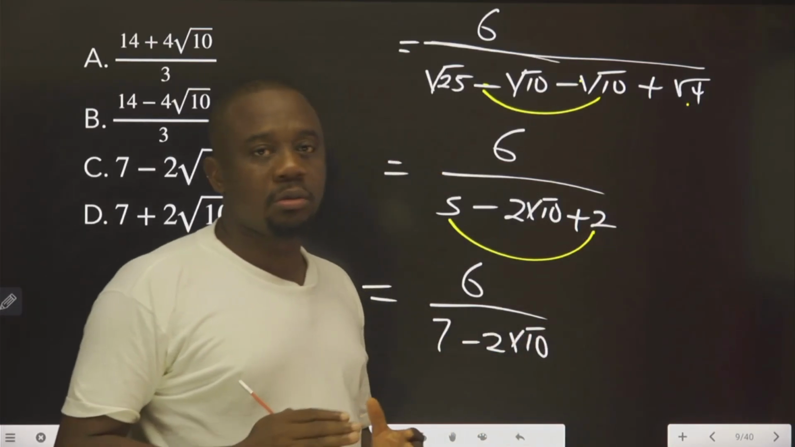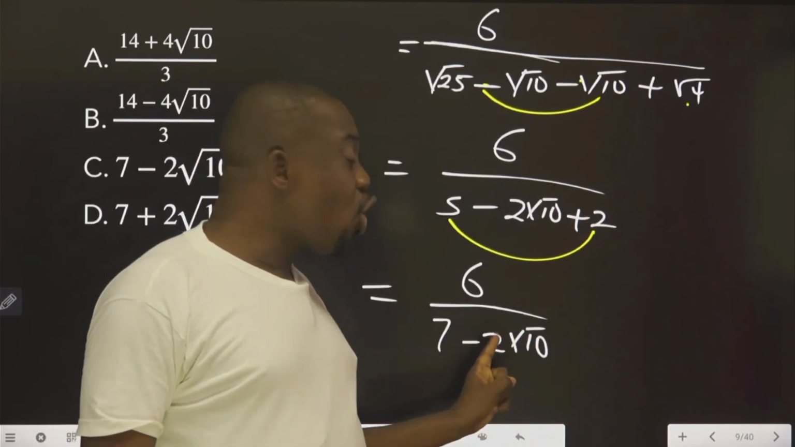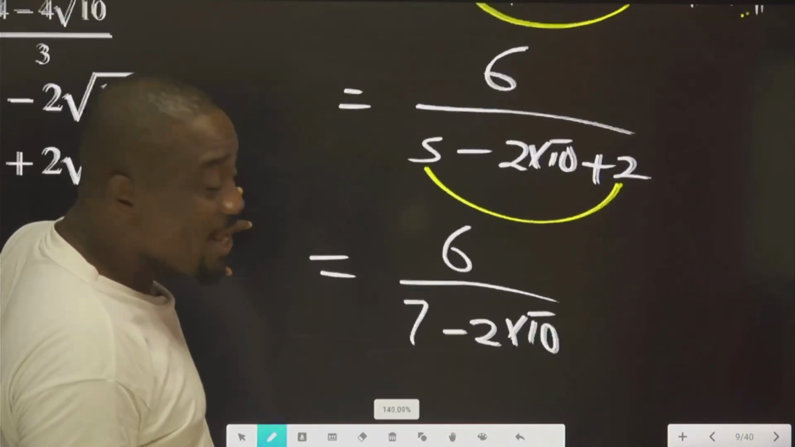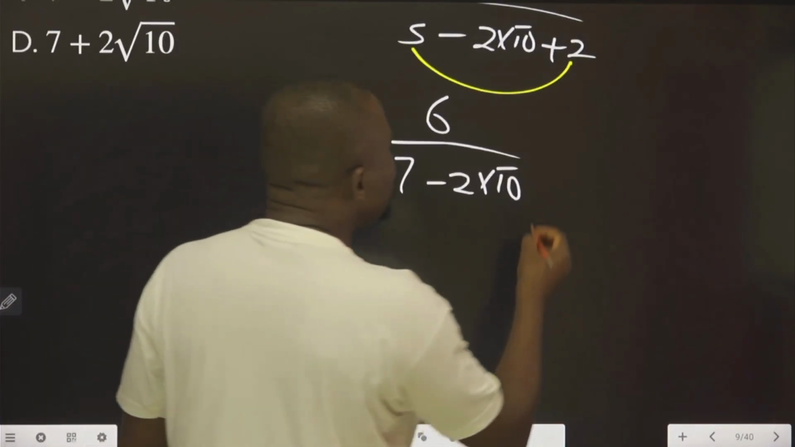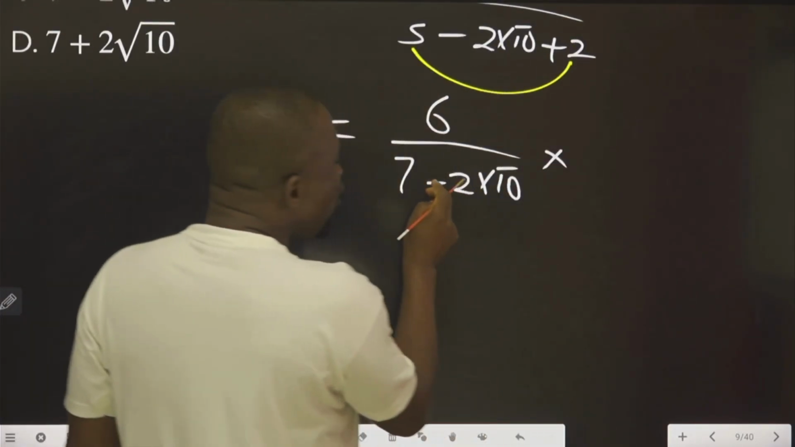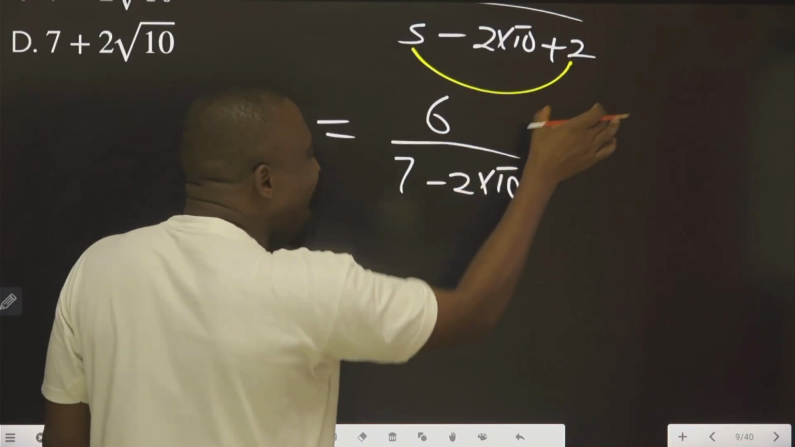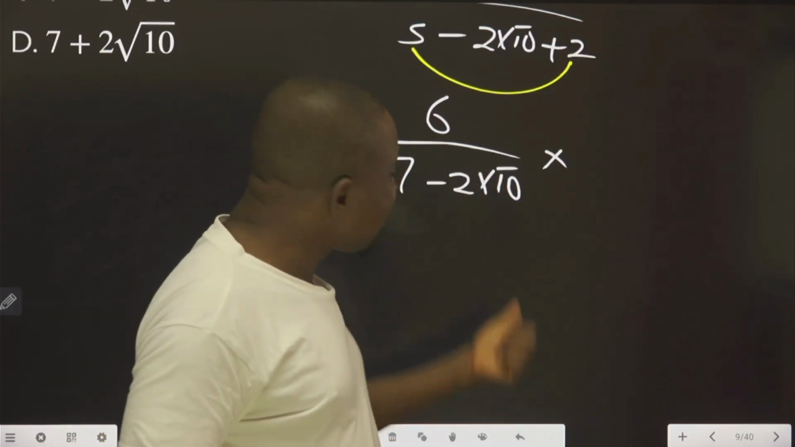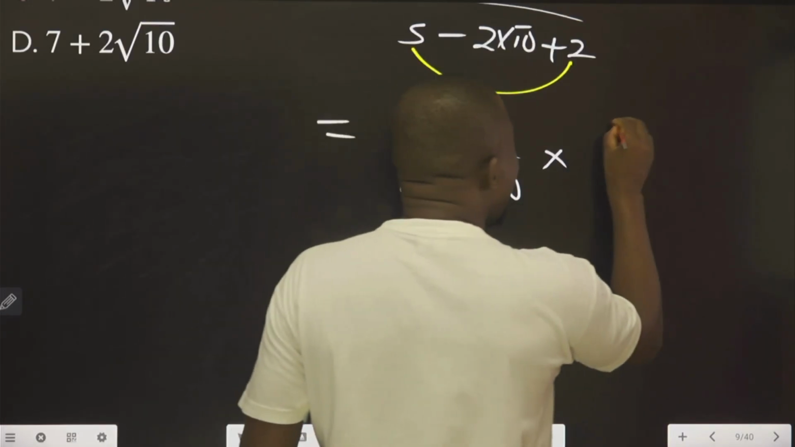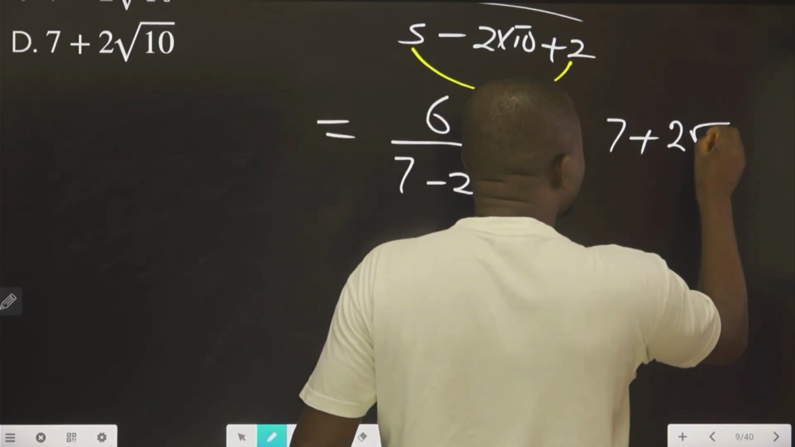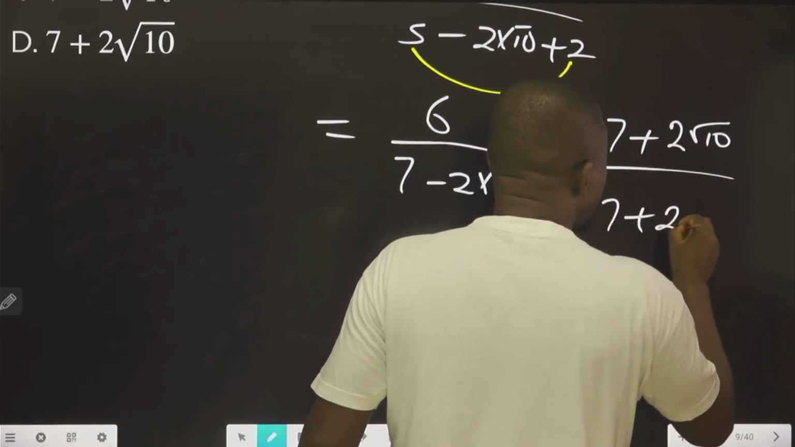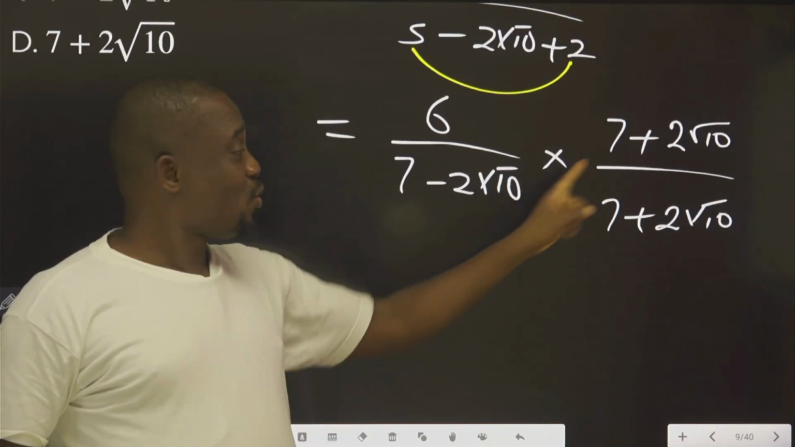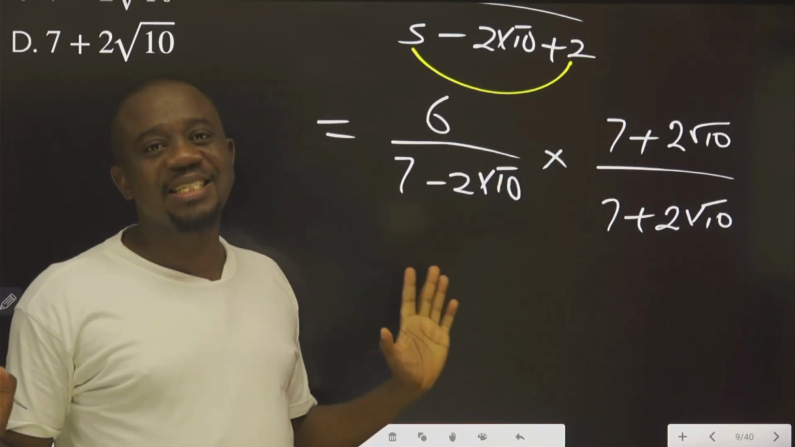One thing about square roots, what is forbidden? Don't leave the denominator with a square root. So with this now, we need to rationalize what? The denominator. Now let's do that. How do you do that? You multiply the numerator and denominator by the conjugate of this denominator. What is the conjugate? The conjugate is 7 plus 2 square root of 10, all over 7 plus 2 square root of 10. This minus, we change it to plus.